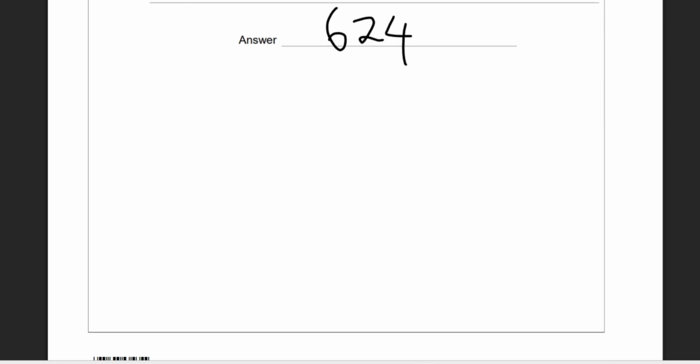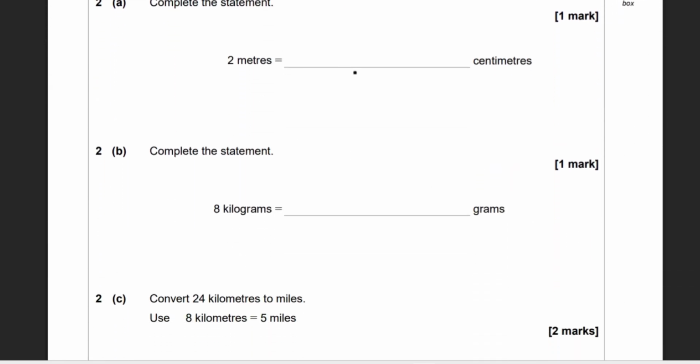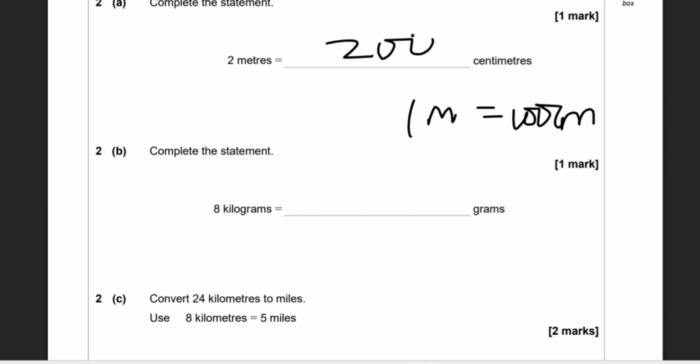Over to the next question. 2a, complete the statement. 2 meters is how many centimeters? So 1 meter is 100 centimeters. If you don't know that, please know now. 1 meter is 100 centimeters. So 2 meters will be 200 centimeters. 4 meters will be 400 centimeters, like that.